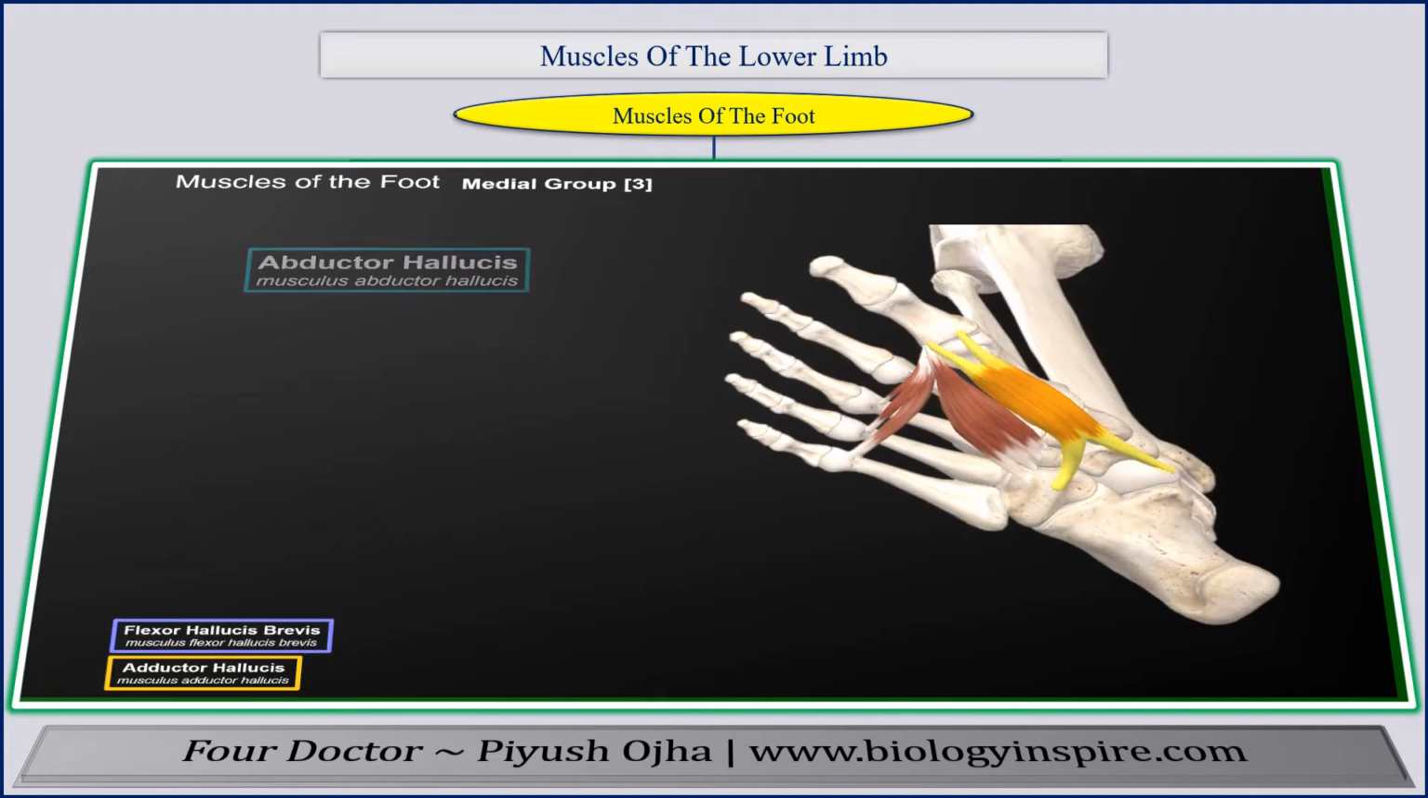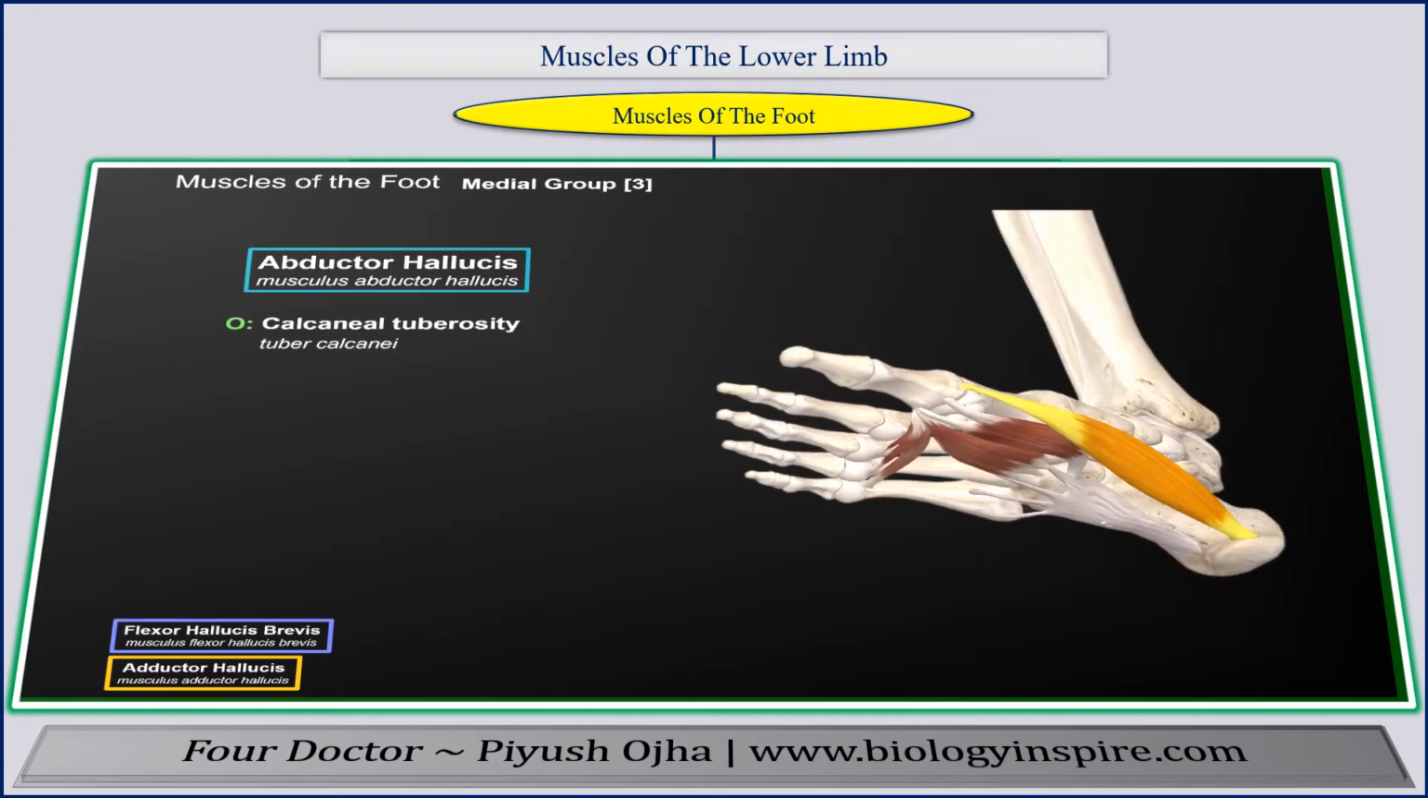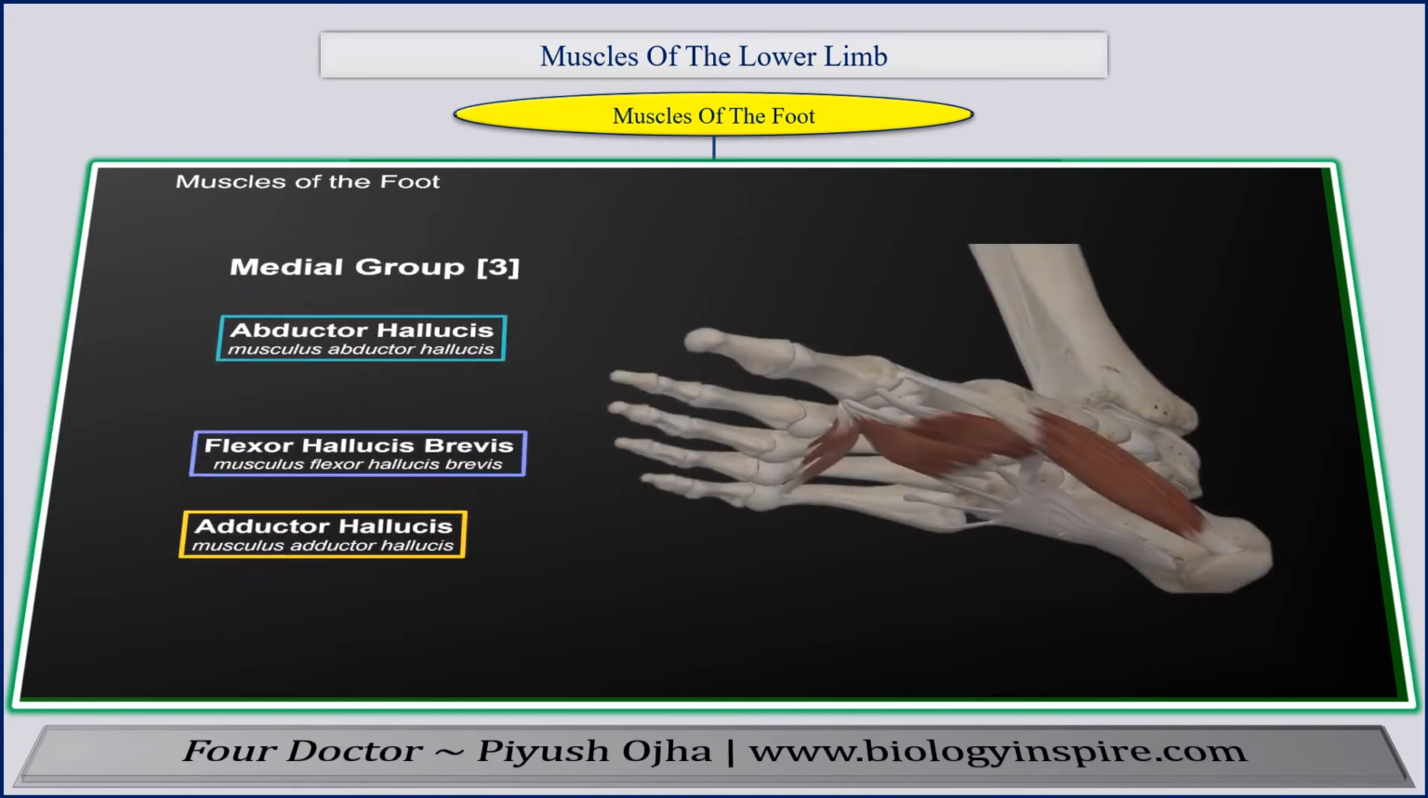Then there's the abductor hallucis, which is here. This muscle originates from the calcaneal tuberosity and then inserts at the base of the proximal phalanx of the big toe, and its function is, as its name says, abduction as well as flexion of the toe. So that's the medial group.